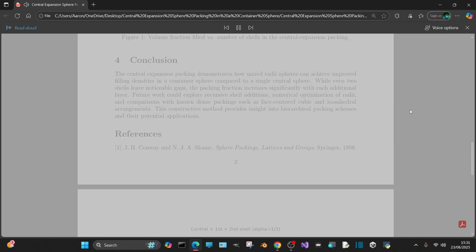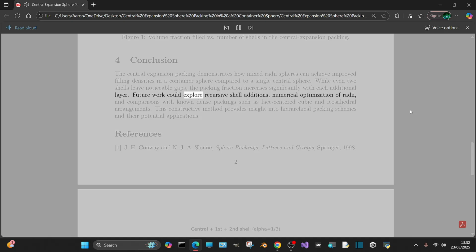Figure 1, volume fraction filled versus number of shells in the central expansion packing. Conclusion. The central expansion packing demonstrates how mixed radii spheres can achieve improved filling densities in a container sphere compared to a single central sphere. While even two shells leave noticeable gaps, the packing fraction increases significantly with each additional layer.